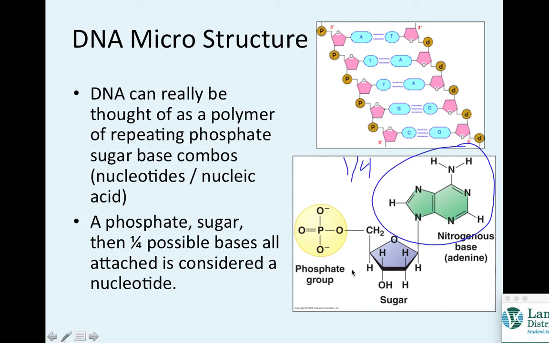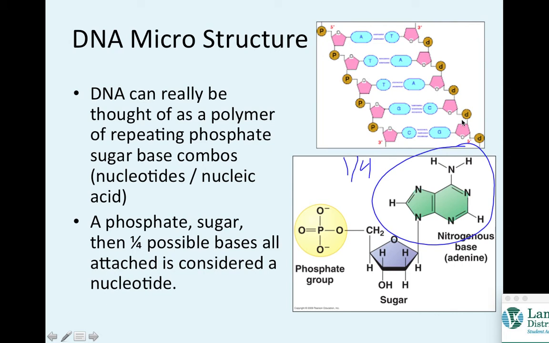So here's our basic structure down here. I'm going to have a phosphate, which is right here. I'm going to have my sugar, and if it's DNA, it's going to be deoxyribose, and that's going to be the same all the way through. What's going to be different is this part right here, the nitrogenous base, because I have one of four options. I could be A, T, G, or C. Now, this whole thing is called a nucleotide. And all DNA is this nucleotide repeated over and over again.